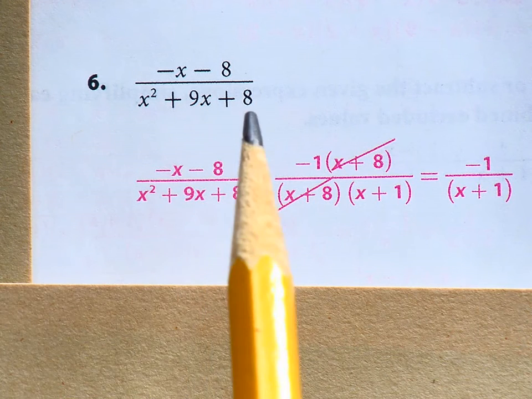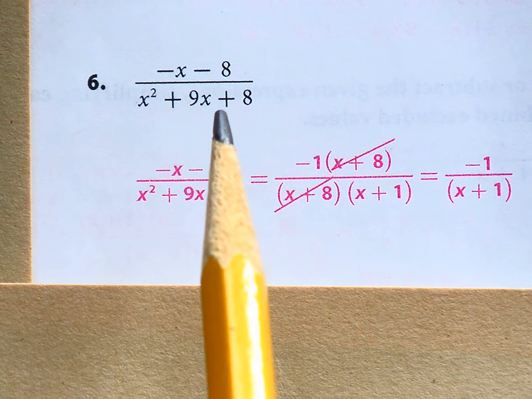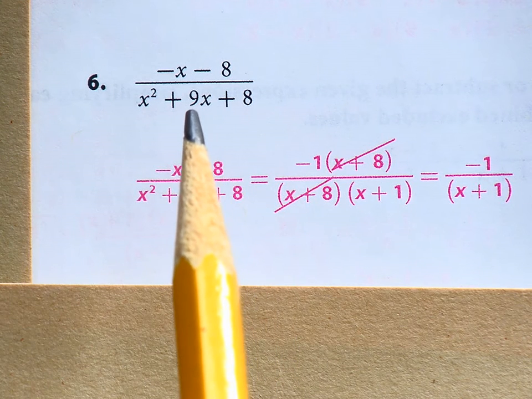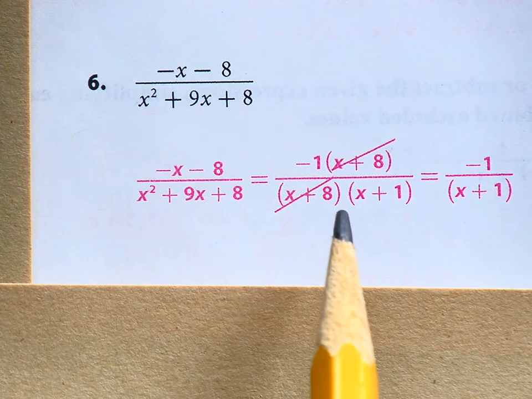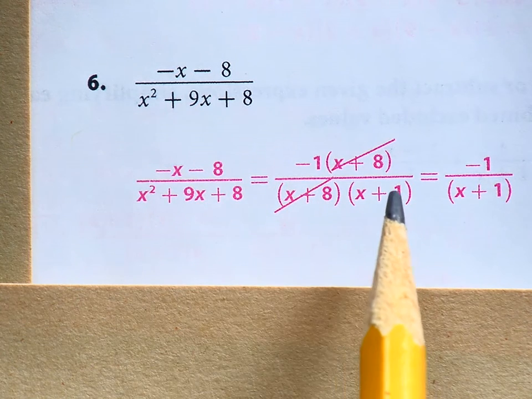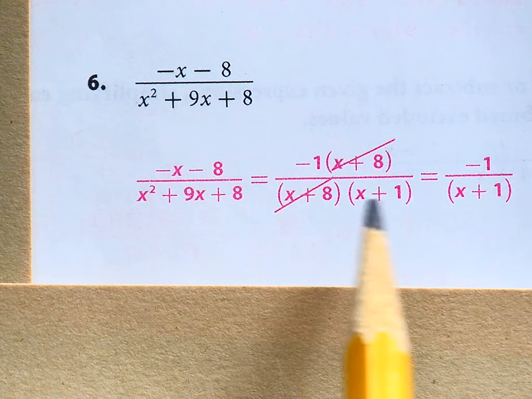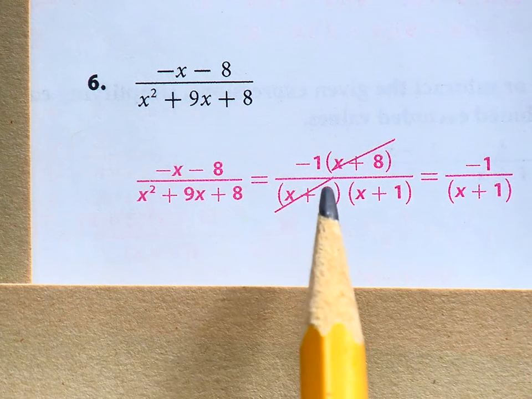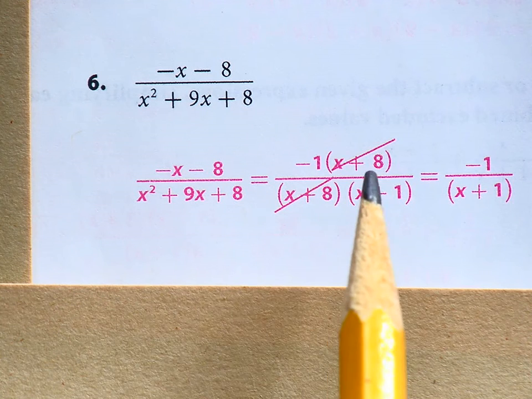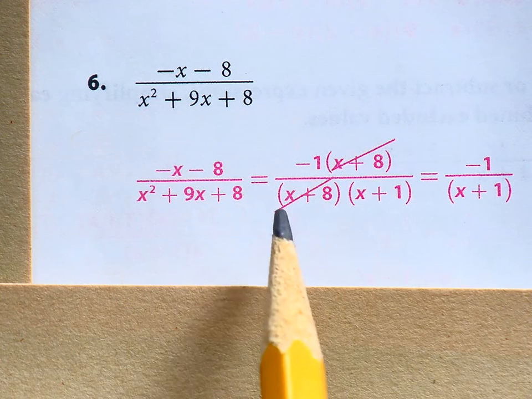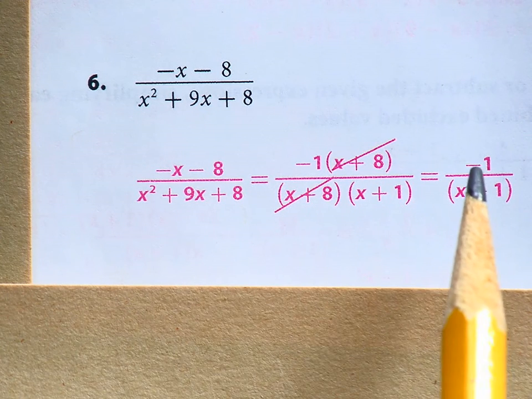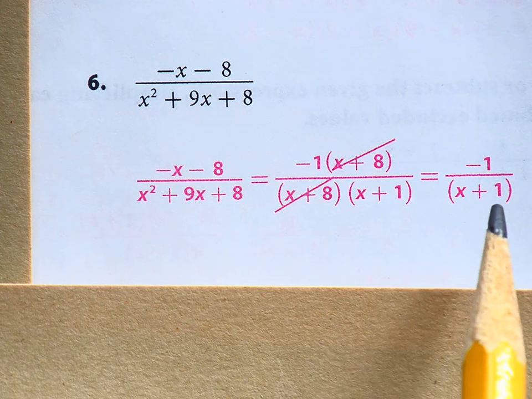And here they said, well, let's factor this. So I need factors of 8 that add to equal 9. And since they're adding, that means they're both going to be this sign here, which is positive. So factors of 8 that add to equal 9 would be 8 and 1. So they factored that trinomial, and then they said, hey, look, we got a unit fraction here that can simplify and cancel out, leaving me with a negative 1 in my numerator and an x plus 1 in my denominator.